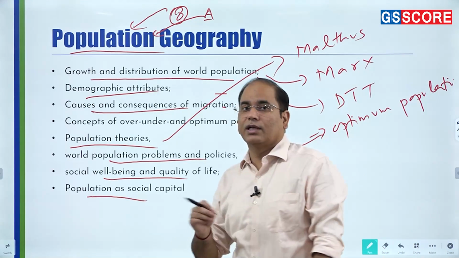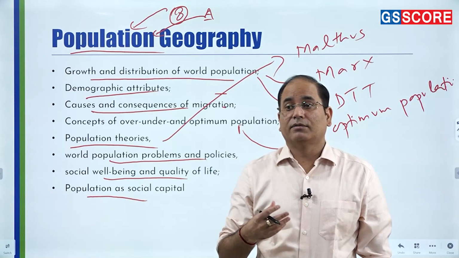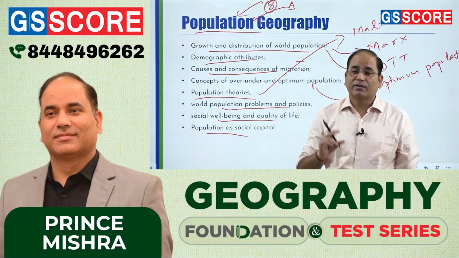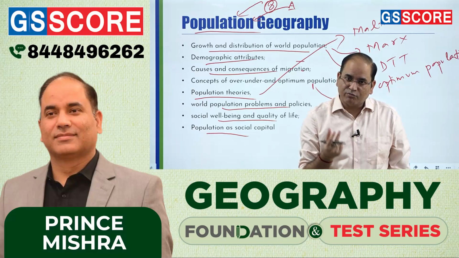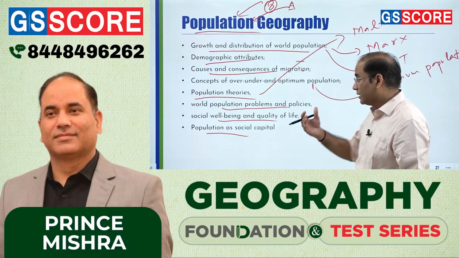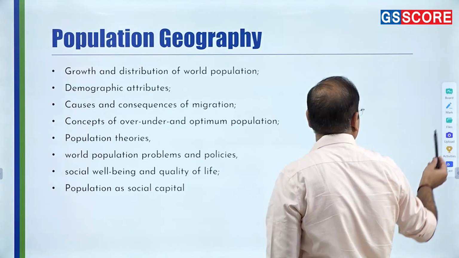Then we have population as a social capital. How important is the population? Why is everyone talking about the demographic attributes? Like in India, you will come across the concept of demographic dividend. How will this demographic dividend be reaped? What is this human resource? Population is being viewed as a resource, which you are supposed to study.